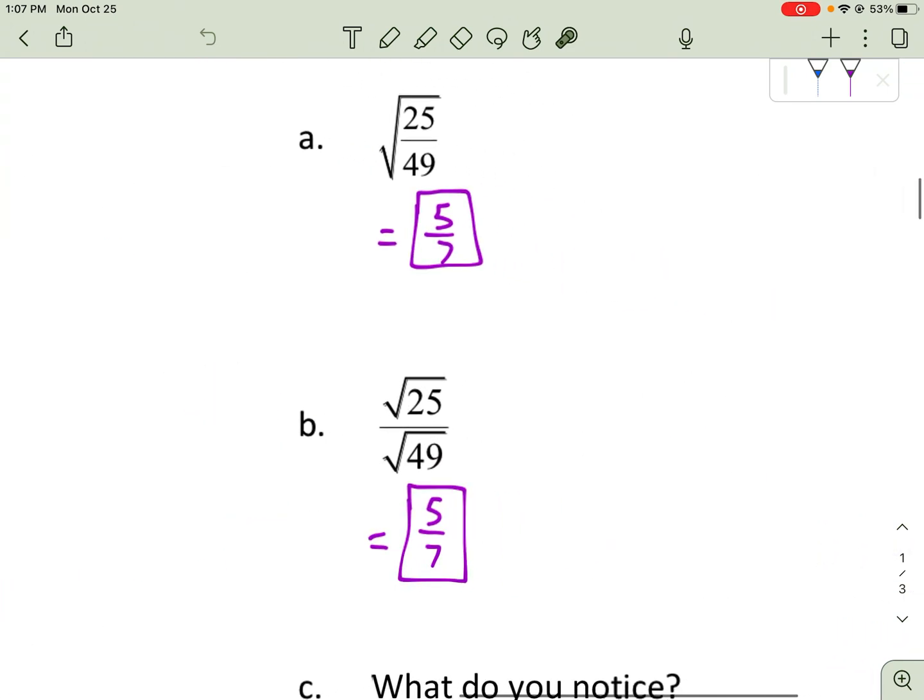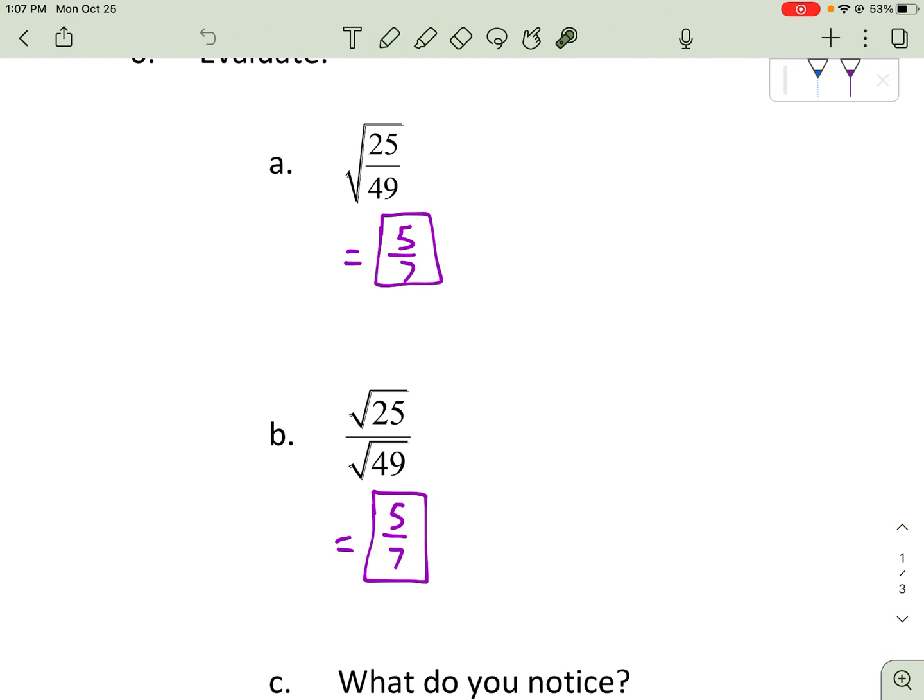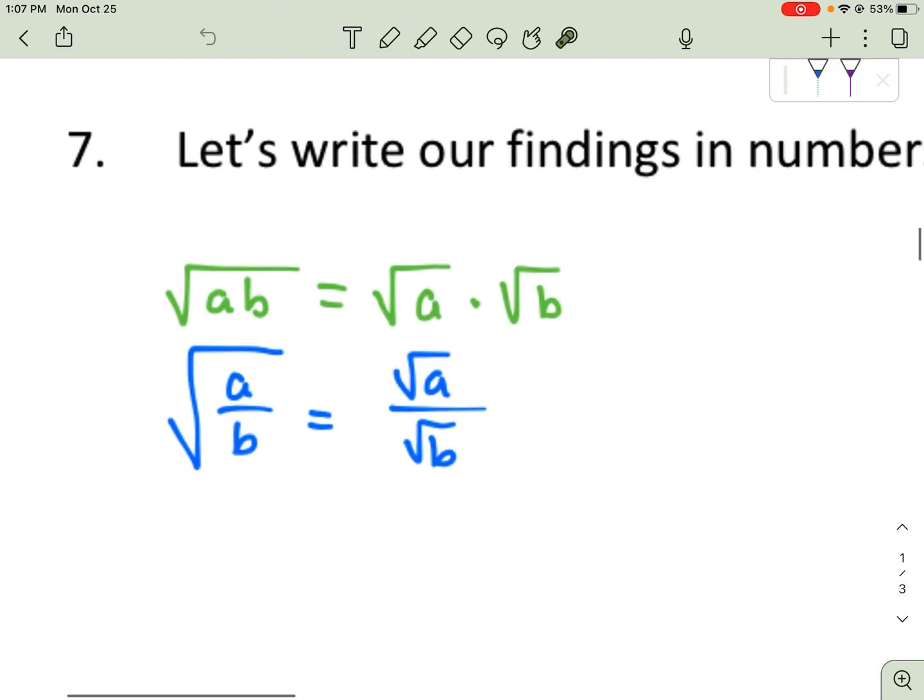Same thing happens with division. Now this one actually probably makes more sense to make this a decimal, but these both equal 5/7, so these are the same answer, which means I can either divide and then square root it, or I can square root the numbers separately and then divide. So in general, these rules are written like this. Hey, if we have 2 numbers multiplied together under a square root, we can just square root them separately. Or if we have 2 numbers divided by each other under a square root, we can square root those numbers separately and then divide. Up here, we can square root them and then multiply.